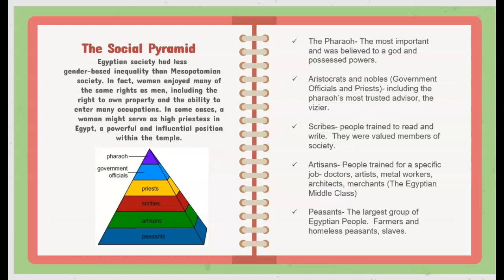Scribes were people trained to read and write. They were valued members of society. Artisans were people trained for a specific job: doctors, artists, metal workers, architects, merchants, the Egyptian middle class. And then peasants were the largest group of Egyptian people: farmers and homeless peasants, and slaves.